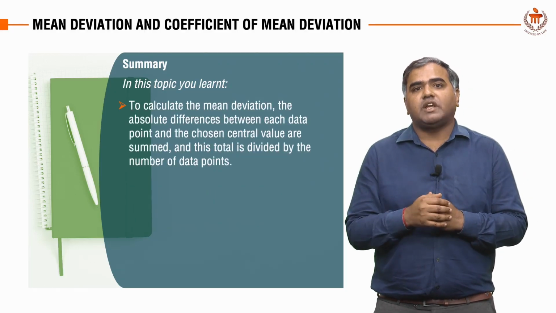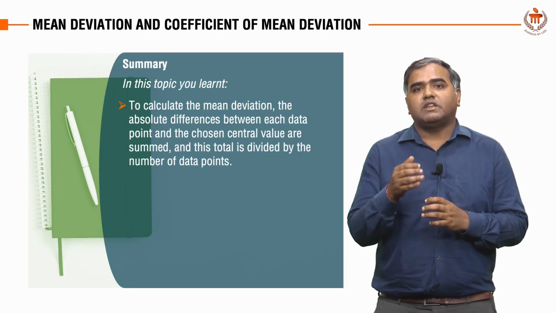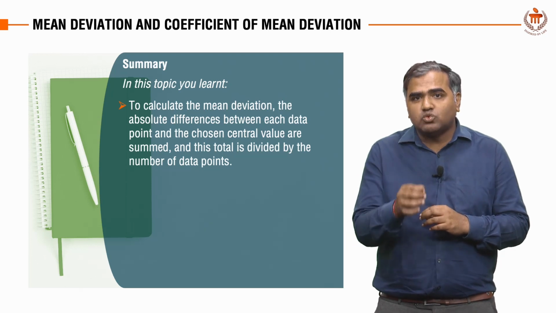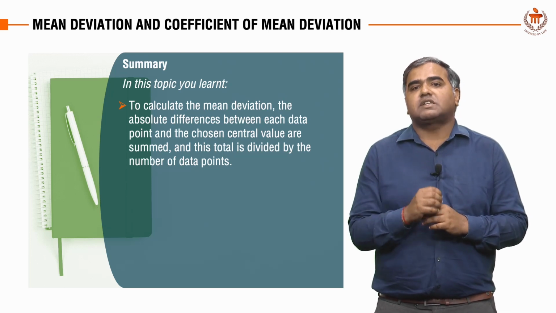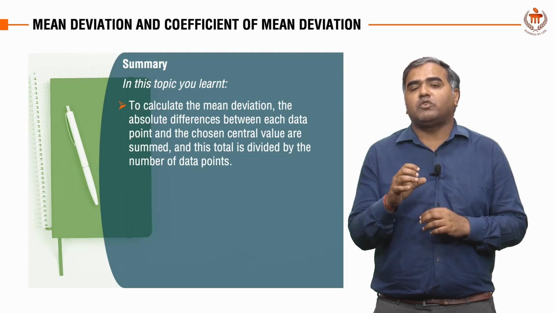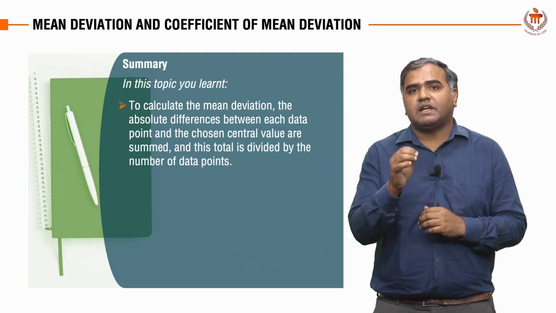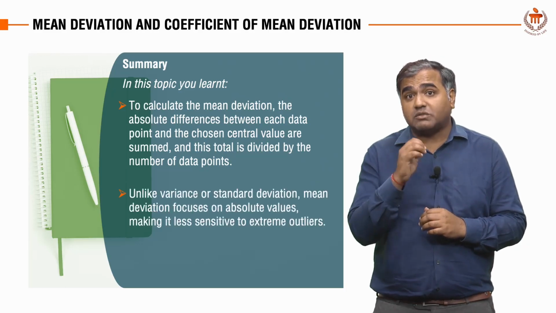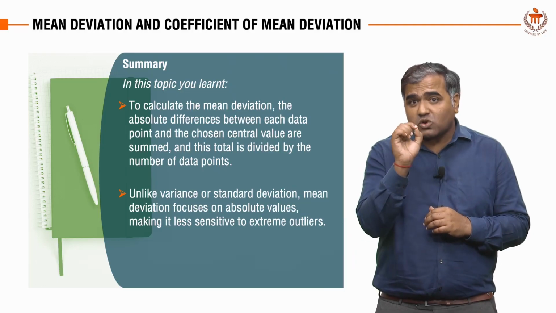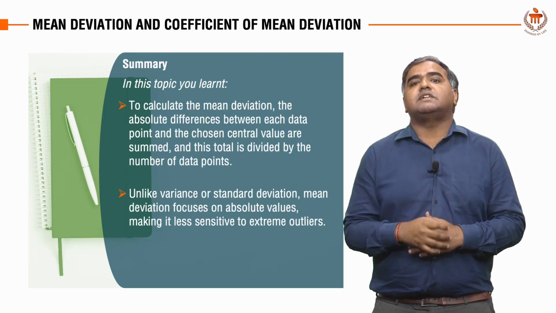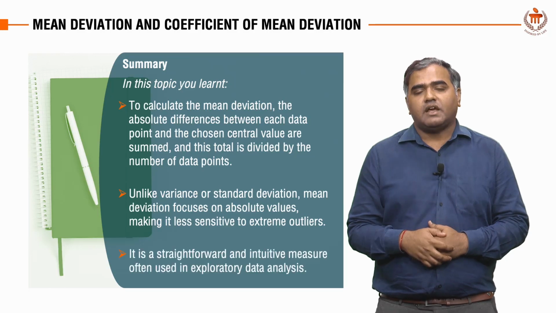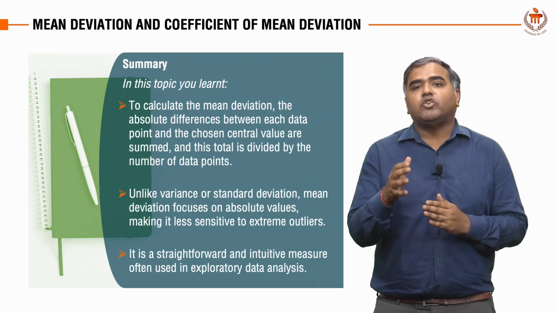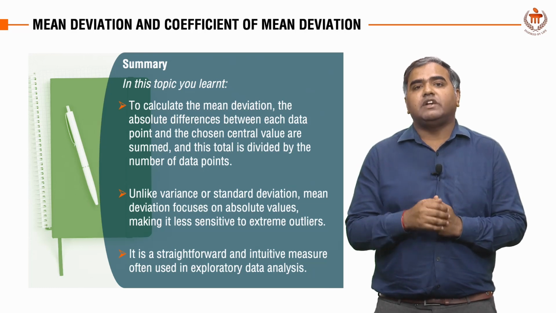In this session we have discussed how mean deviation is calculated: the absolute differences between each data point and the chosen value are summed up, and dividing that total by the number of data points ultimately gives us the mean deviation. Unlike variance or standard deviation, mean deviation focuses on absolute values, which makes it less sensitive to extreme outliers. We have understood that it is a straightforward and intuitive measure, often used in exploratory data analysis.